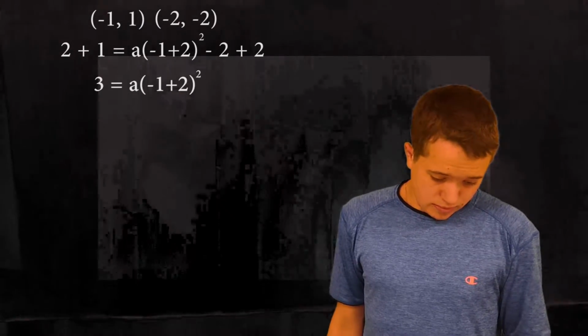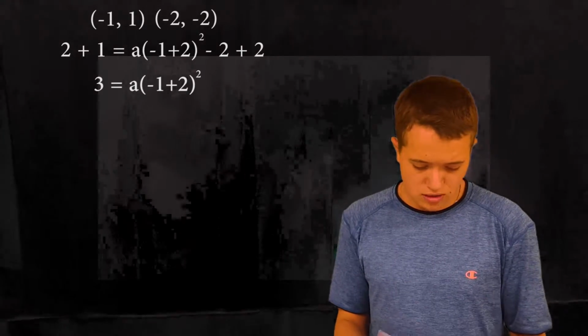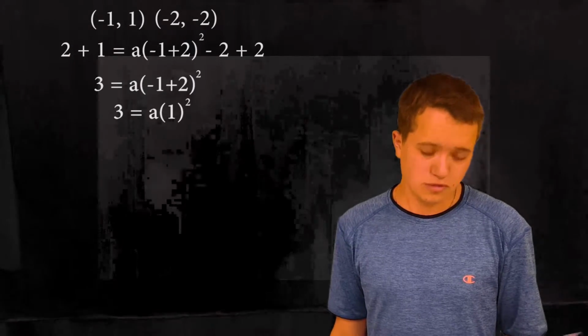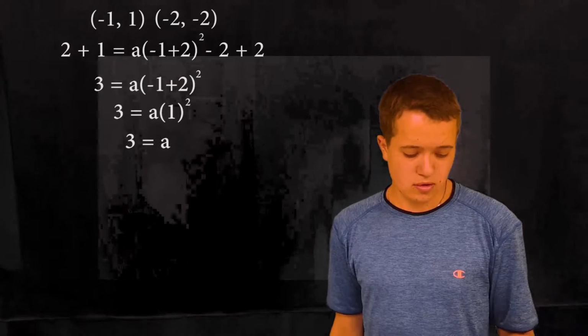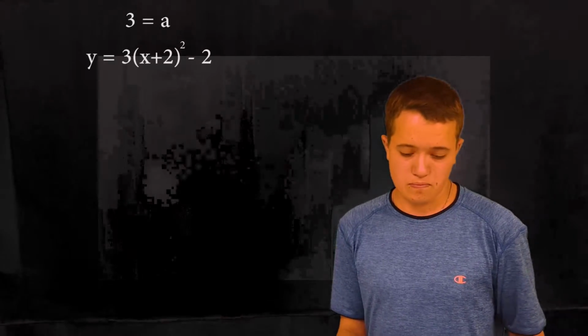You can then mathematically do that further. So you get 3 equals a times 1 squared, so 3 equals a. You can then substitute the a into the equation: y equals 3(x plus 2) squared minus 2.